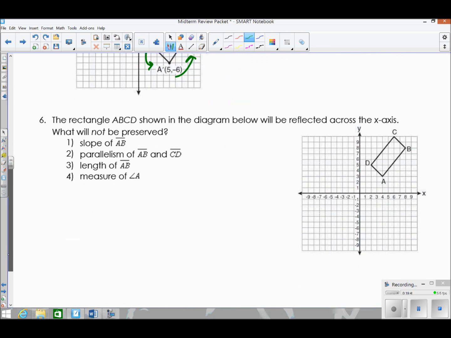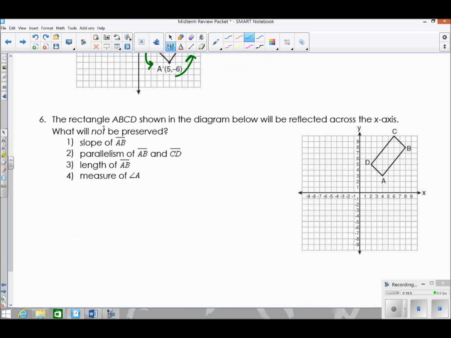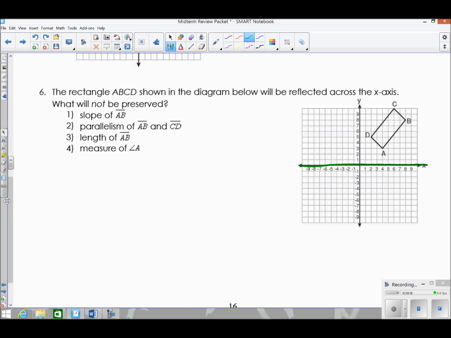So one more example here. If I have this rectangle and I reflect it across the x-axis. So let's go ahead and actually do that because it'll be a lot easier to answer the questions if you actually are looking at the new picture. So reflecting across the x-axis, so count 1, 2, 3, go 1, 2, 3. That'll get you A prime.